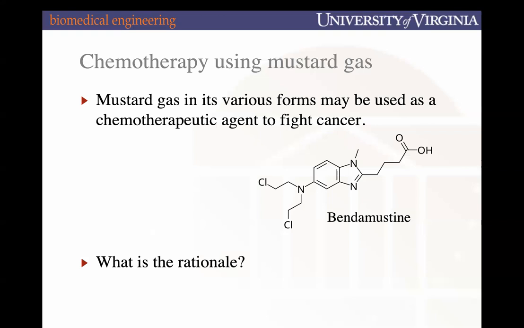Yeah, exactly right. There's unfettered growth in tumor cells. And so using something that targets replication would be particularly helpful. As you can imagine, there's not really a targeted way to use mustard gas so that it only affects tumor cells and not your healthy cells. So it becomes a bit of a problem.